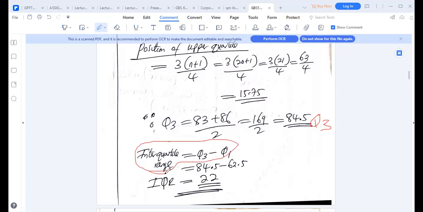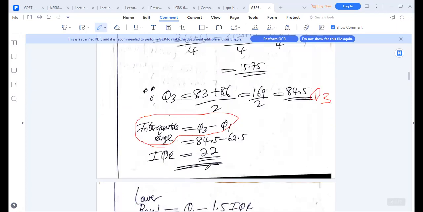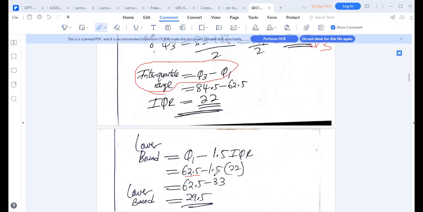Then after getting the interquartile range, we use the lower bound, which is Q1 minus 1.5 times the interquartile range. So it's 62.5 minus 1.5 times 22. We are getting 62.5 minus 33, which is 29.5.